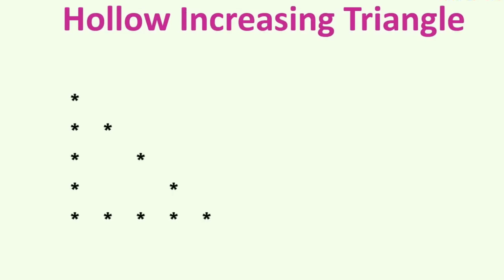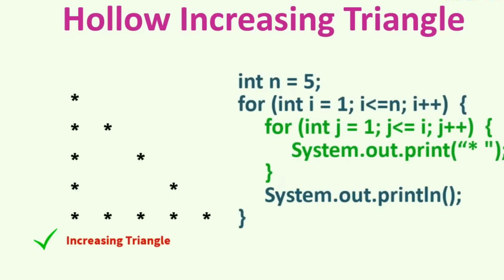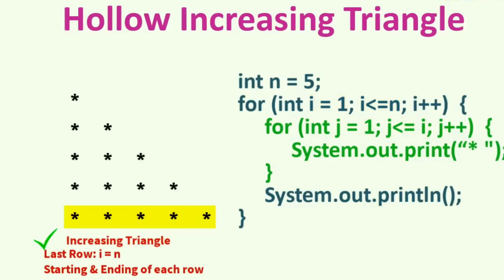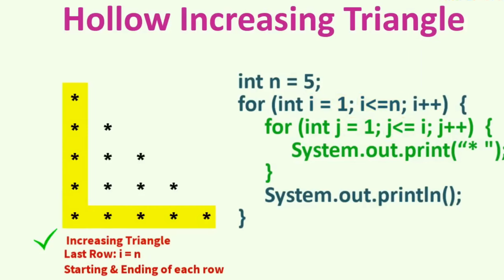Now let's start with the hollow increasing triangle pattern. You can immediately recall the code which displays the solid incrementing triangle pattern with star. The incrementing triangle has an outer loop from 1 to n and an inner loop from 1 to i. So for the hollow triangle pattern, what we want to print is the last row, which makes the base, along with the starting and ending star of each row. You have already learned that the last row means i is equal to n.